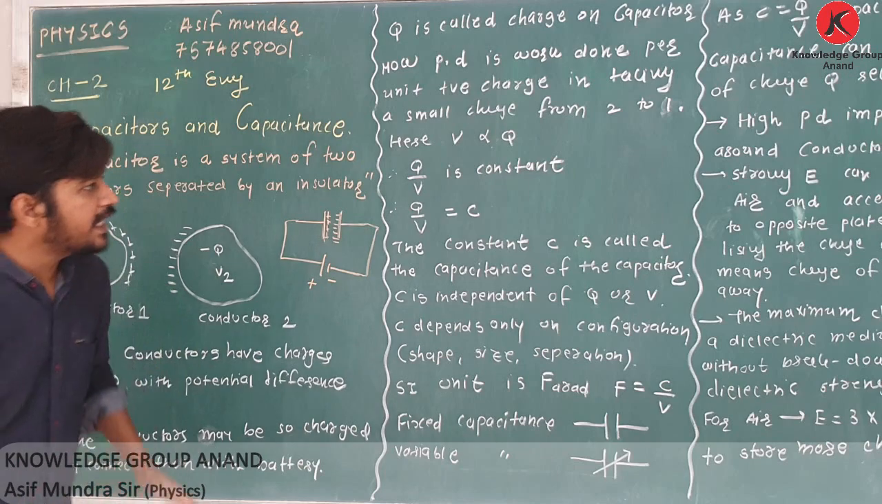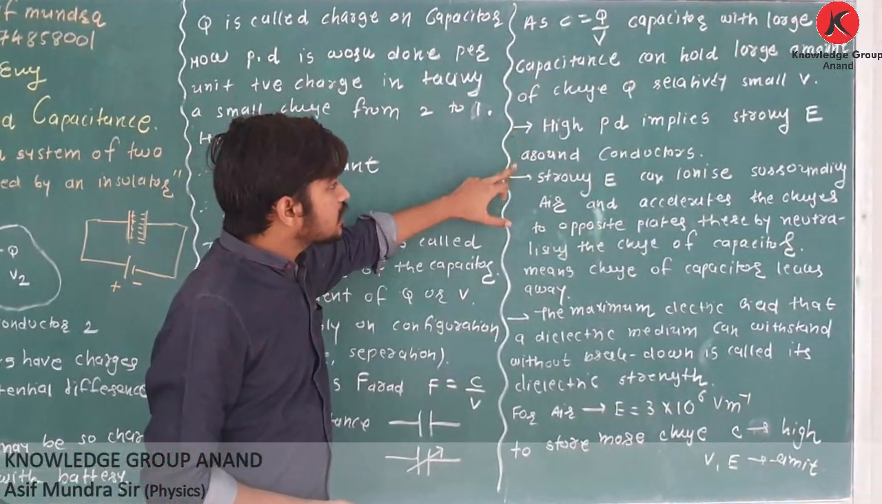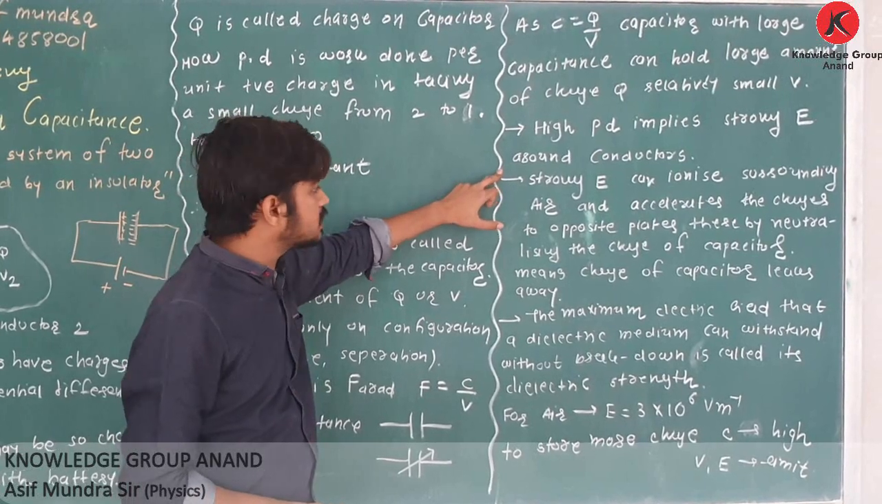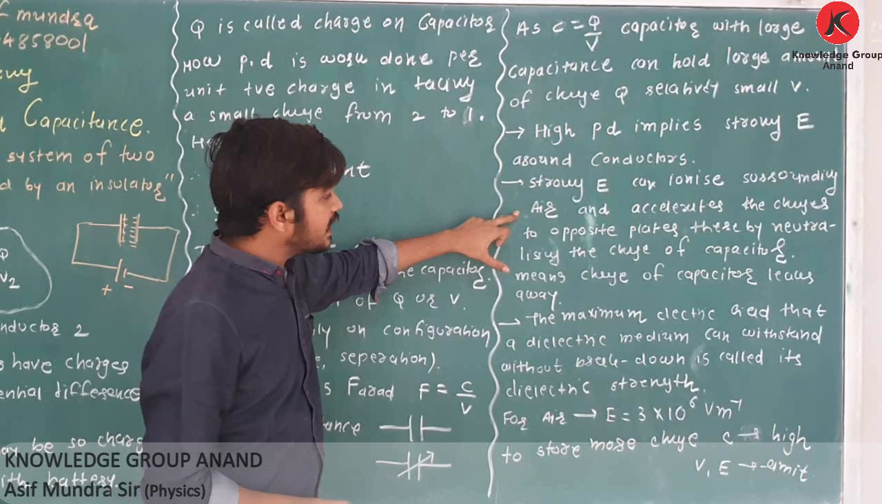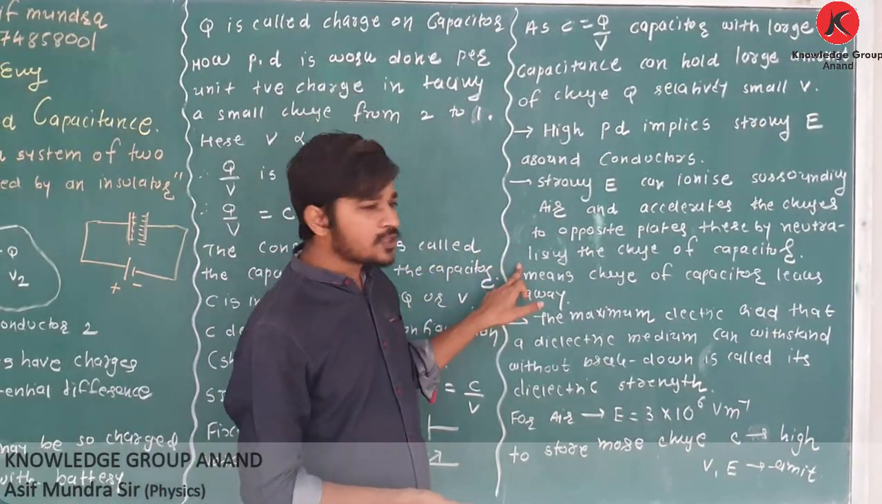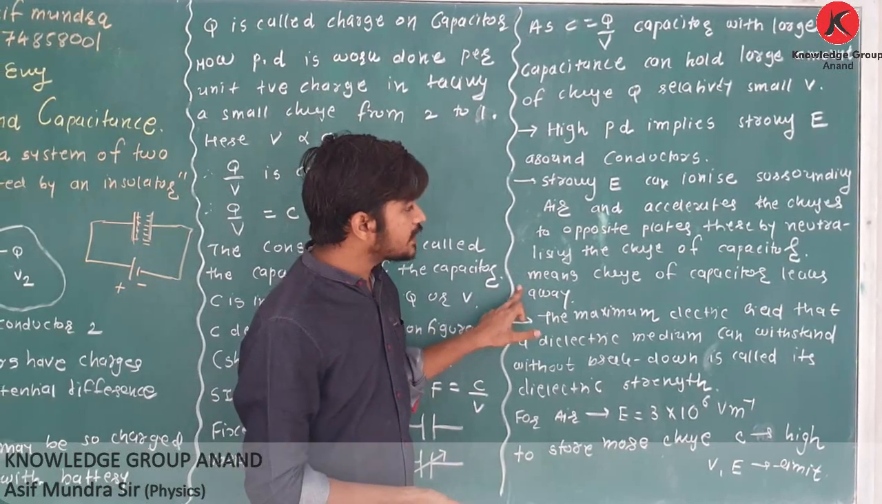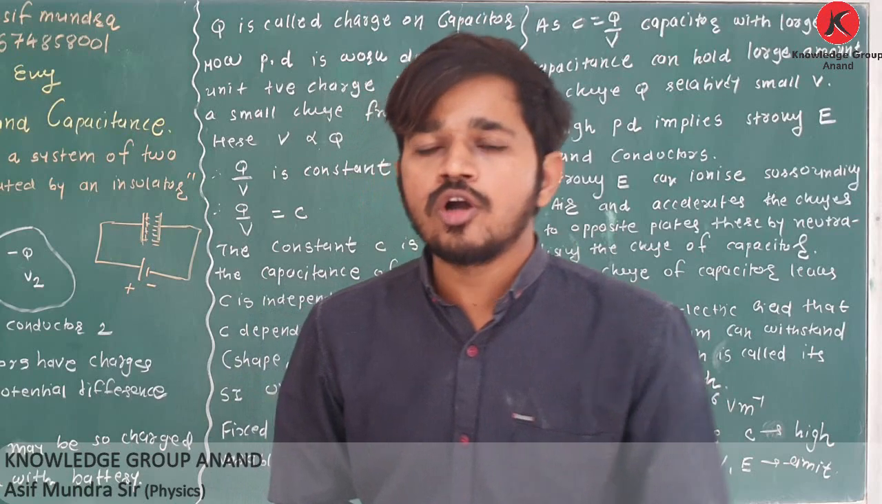Clear? So how to write? High potential difference implies strong electric field around conductors. Strong electric field can ionize the surrounding air and accelerate the charges to opposite plates, thereby neutralizing the charge of the capacitor. Means charge of the capacitor leaks away. We cannot store more charge.